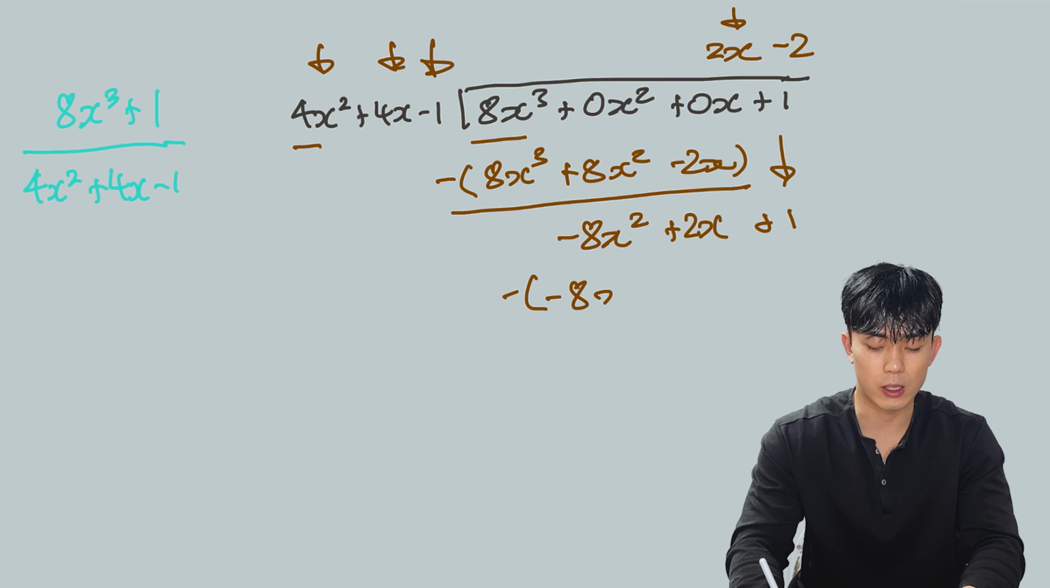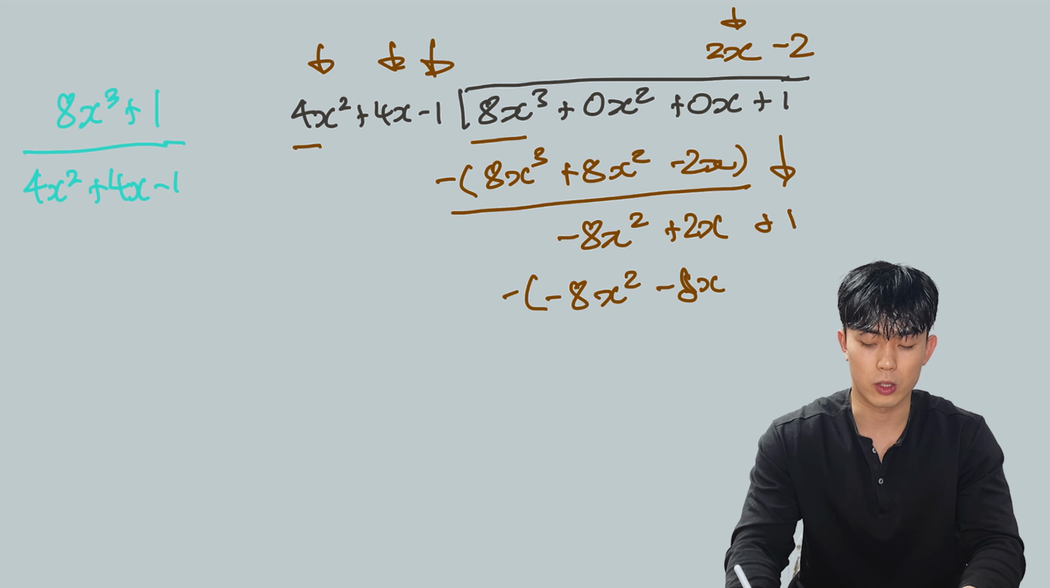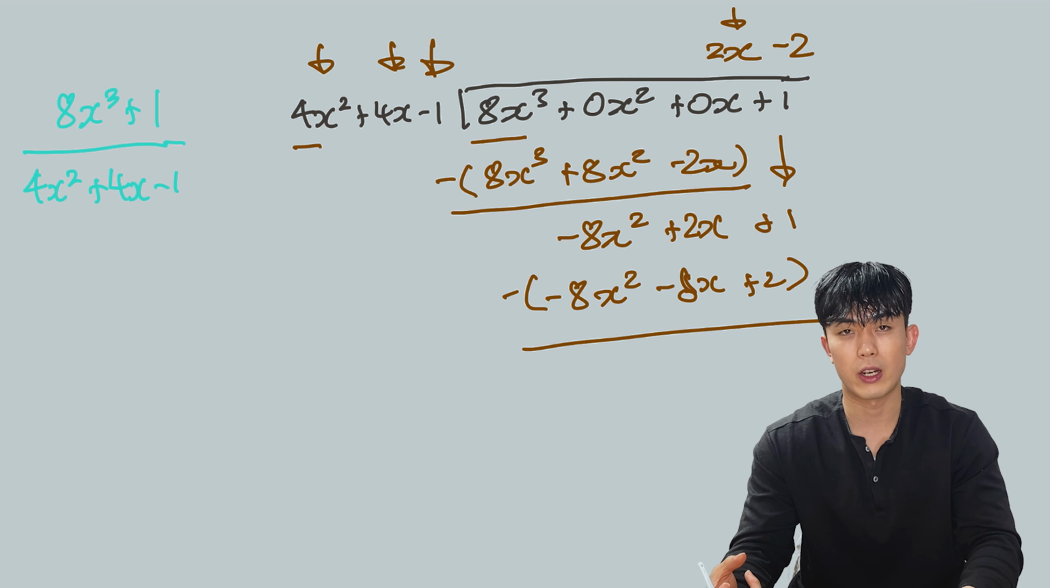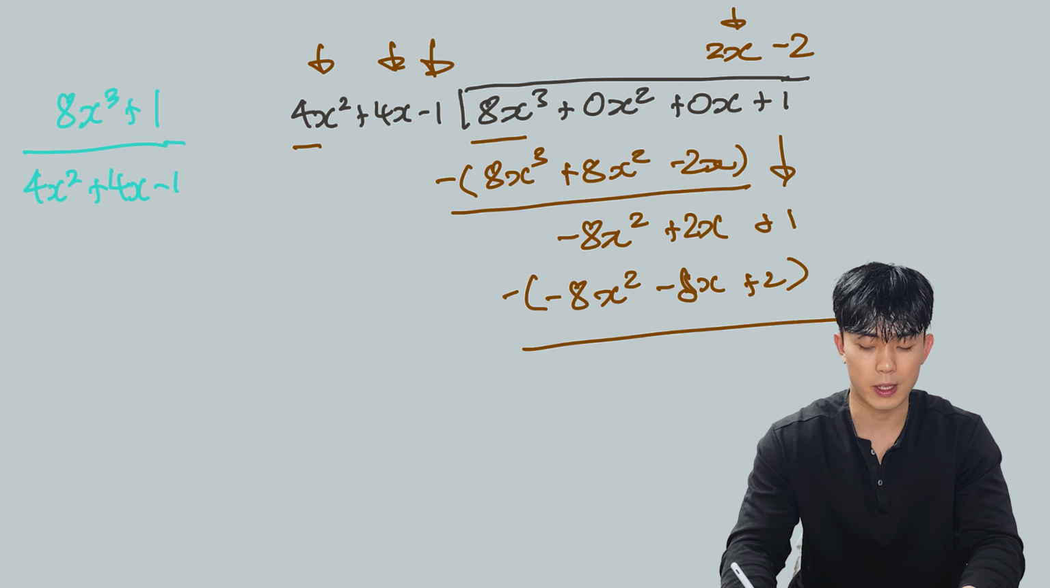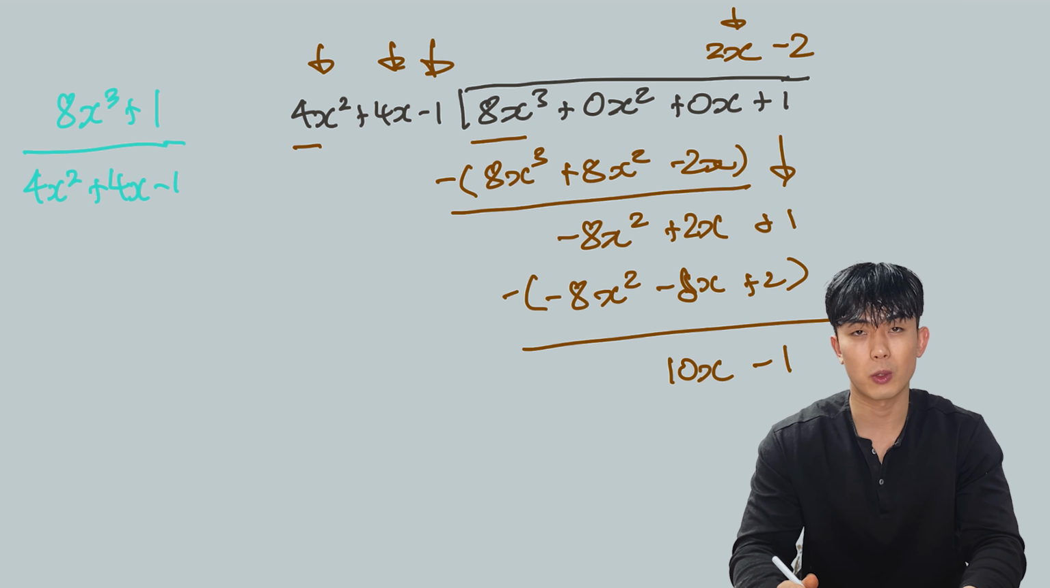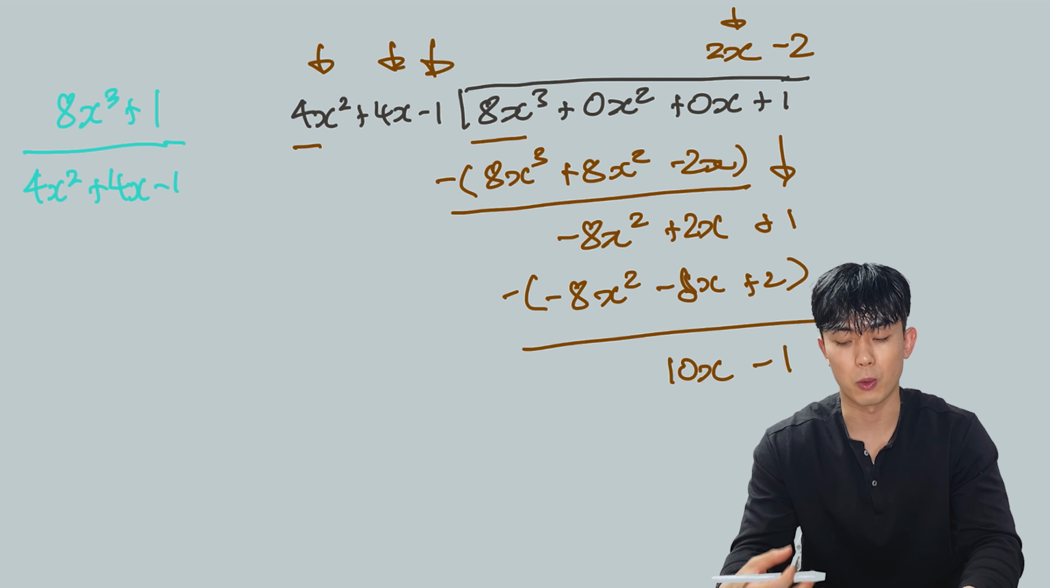So minus 8x squared minus 8x plus 2. Close bracket, and then subtract. So the x squared values will disappear. 2x minus 8x is minus 6x, wait, 2x minus 8x... we get 10x as stated. 1 minus 2 is minus 1. 10x divided by 4x squared, well, that doesn't actually work, right? So this is how we know when to stop.